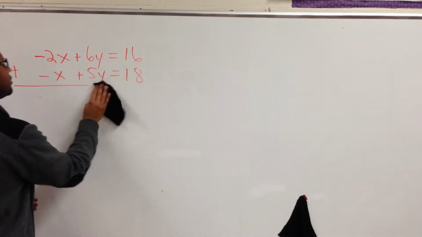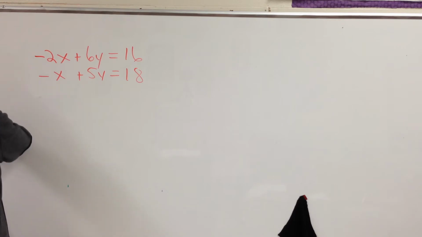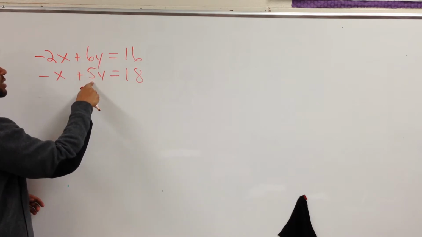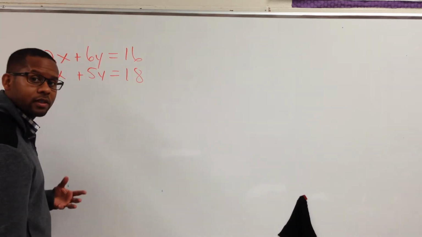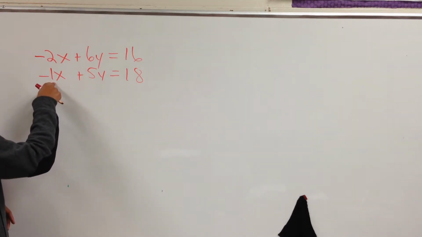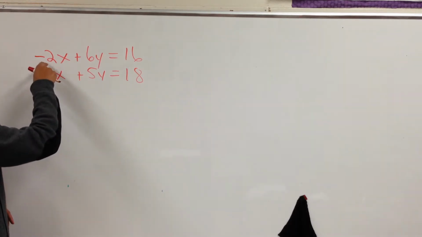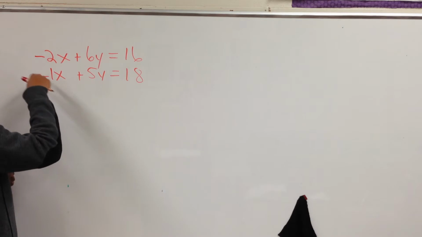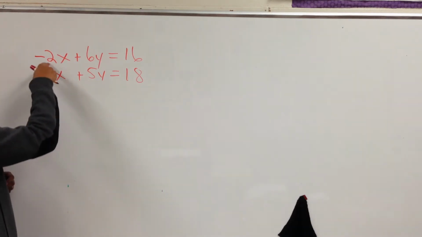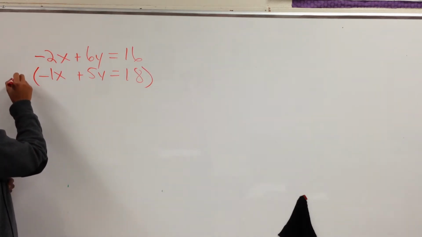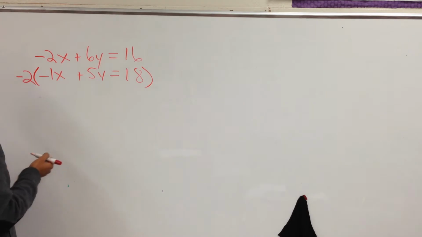So what I need to do is some adjusting. I want to think by multiplying. Is it easy for me to turn a 6 into a 5 or a 5 into a 6? No, it's not. But with multiplying, it's very easy for me to turn a -1 into a +2. So this -2 and a +2 would cancel out. So I want to turn this -1 into a +2 so that these two variables cancel out. I'm going to take this whole equation and multiply it by -2 and see what happens.